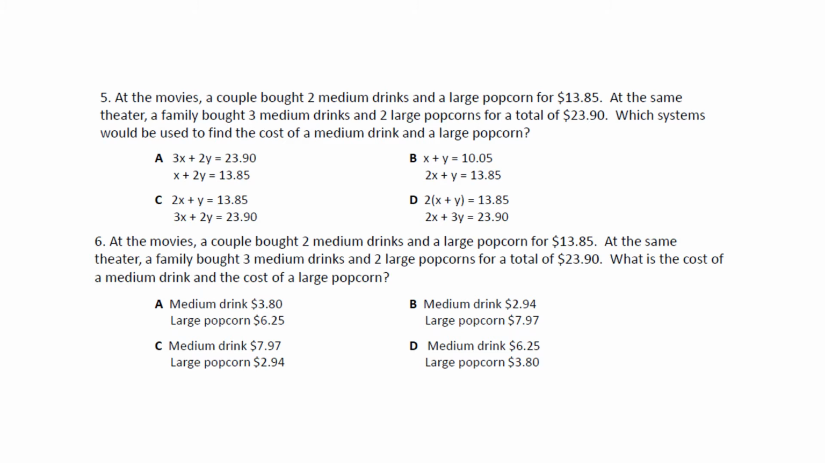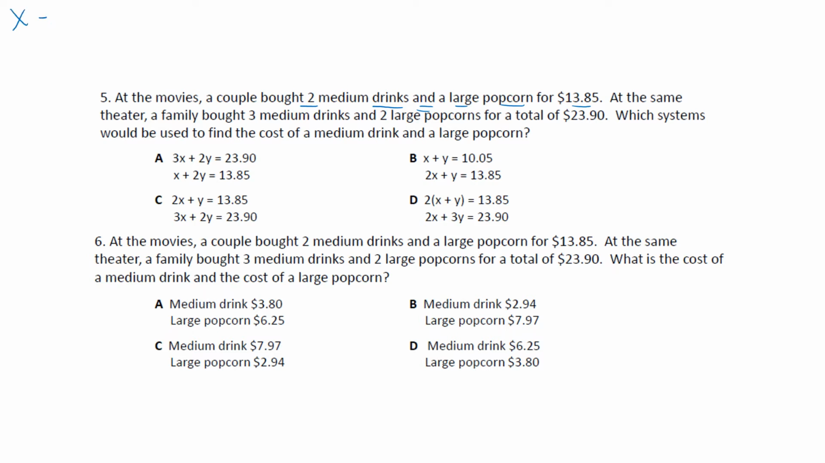At the movies, a couple bought 2 medium drinks and a large popcorn for $13.85. At the same theater, a family bought 3 medium drinks and 2 large popcorns for a total of $23.90. Which system are we going to use to find the cost of the medium drink and large popcorn? So let's look at what we have. We've got 2 medium drinks and a large popcorn.